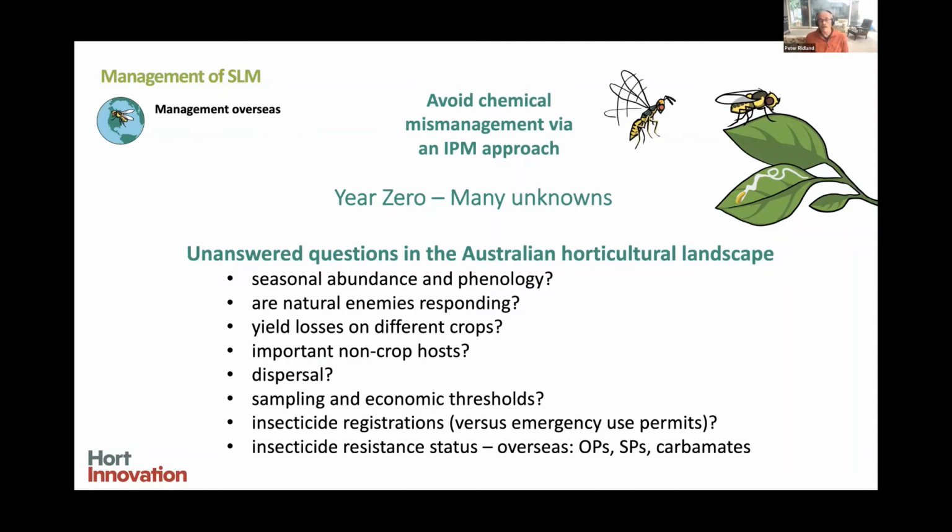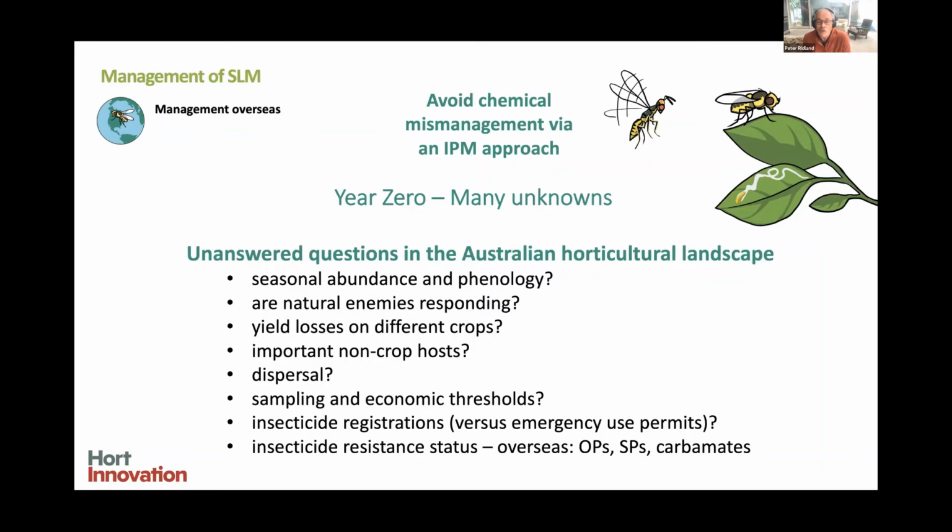We've heard that there are a range of emergency use permits present already, but the immediate challenge for the next 2 or 3 years is to get those converted into insecticide registrations, because the emergency use permits have restrictions, and it is expected that industry, both chemical and horticultural industry, will move towards getting insecticides registered.